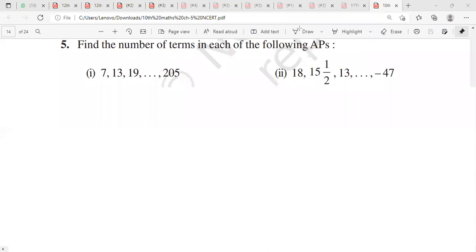Well, let's move to the next question. The next question is question number 15. Find the number of terms in each of the following AP. Means देखो आपको ये AP दिखाई दे रहा है 7, 13, 19, 205.